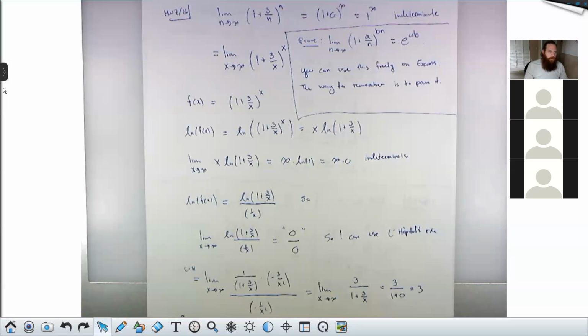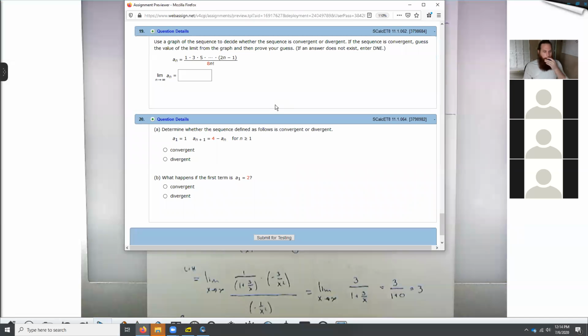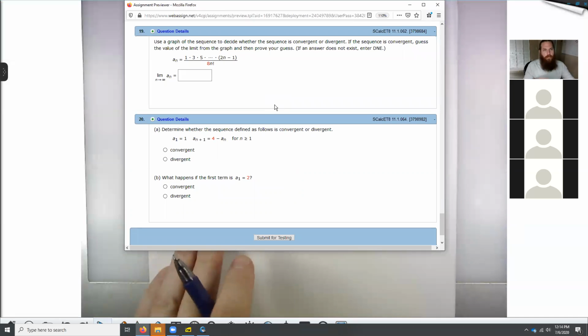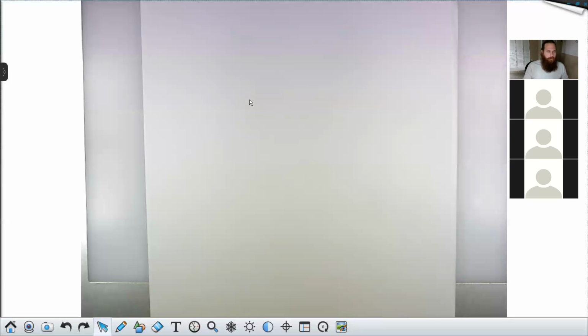Okay, so the last one we want to look at here is number 19, which involves some factorial-like stuff in the numerator. Now notice what they say. They say use a graph of the sequence to decide whether the sequence is convergent or divergent. So they're not expecting you to be able to cook up this limit purely by hand. But I'll go ahead and show you what we can do.